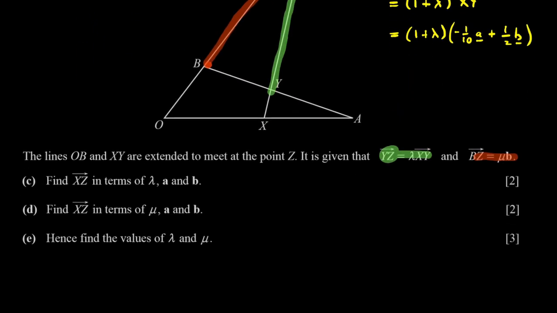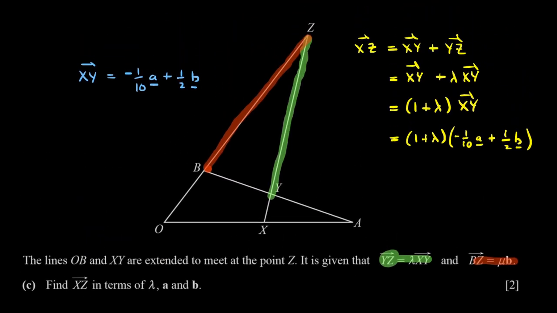What's part D? We want to find XZ in terms of mu, A and B. If we're doing that, then we're following the red line. So how can we follow the red line? Well, what I suggest is we start here, we go from X to O, we go from O to B, and then we go from B to Z. Okay, let's try to write that down. So X to Z can be written as, sorry, that's X to Y, isn't it? Which is a bit silly. X to Z can be written as X to O plus O to B plus B to Z.